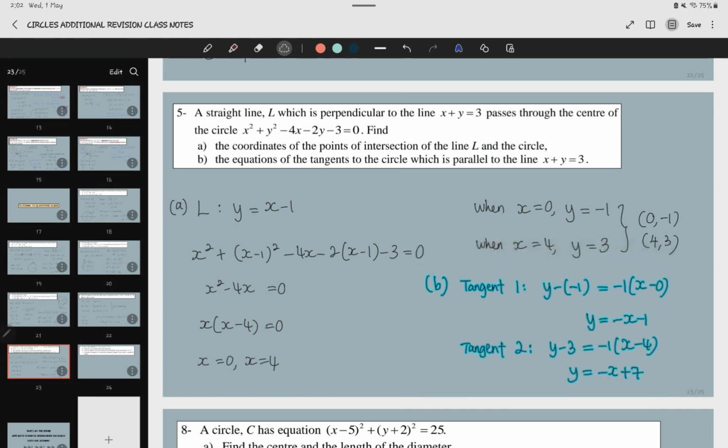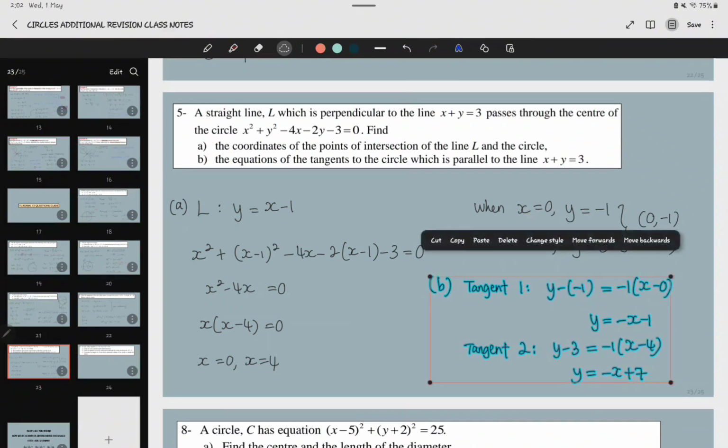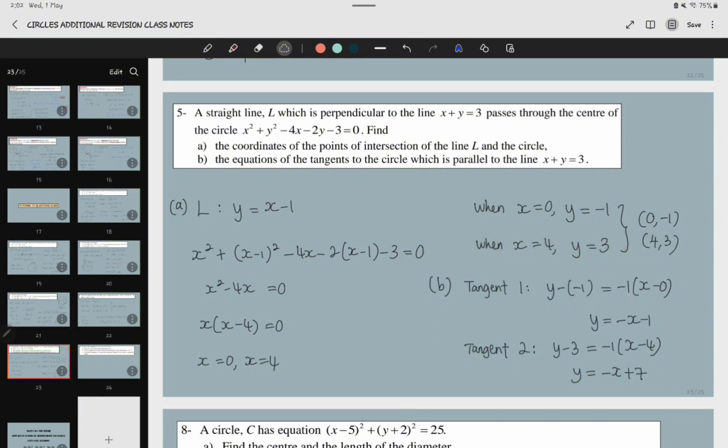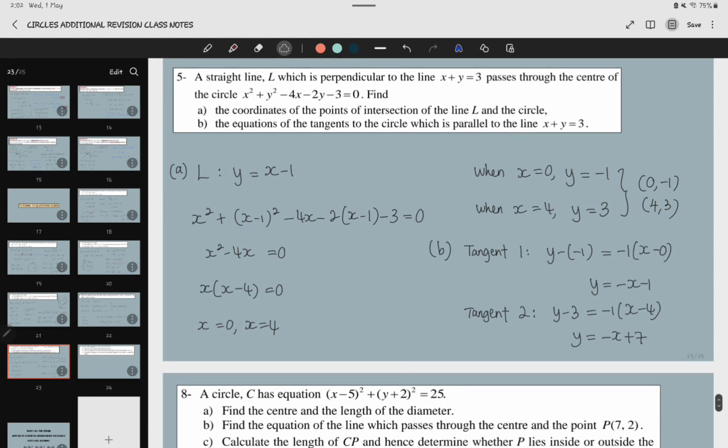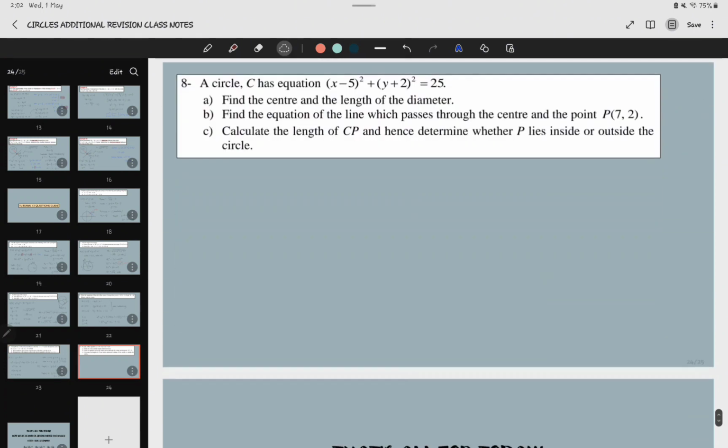How do I know that I'm using the points of intersection? Because they mentioned the equations of the tangents to the circle which are parallel to the line, and parallel means same gradient. You have to know this. So this is your final answer. The steps I'll let you solve on your own. And always remember, try to sketch the diagram: the circle with its center, and then your straight line, where it intercepts the y axis and the x axis, so you can get visualization during the exam.